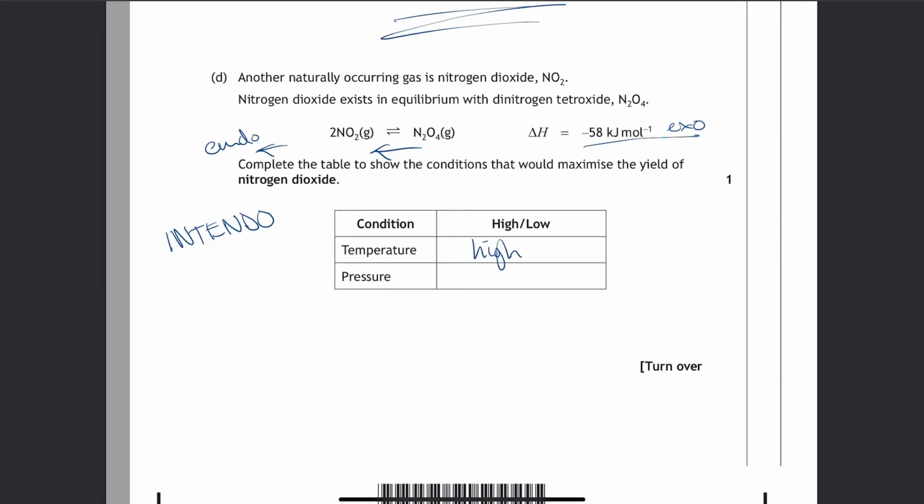When it comes to pressure, it's to do with the gas moles. So on the left, we've got 2 moles of gas. On the right, we've got 1 mole of gas. Now, for pressure, a low pressure favours more moles, and a high pressure favours less moles. You only need to remember one, and it's essentially just the opposite. So we're trying to favour the side with more moles of gas, so that means we would want a lower pressure, because low pressure would favour more moles of gas.